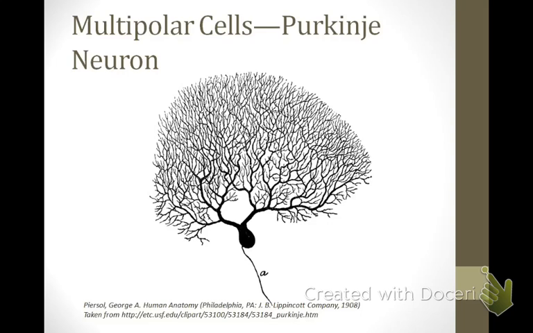Multipolar cells are the most common neuronal cell type in the nervous system, but their morphology can vary widely depending on their function. For instance, Purkinje neurons, like the one shown here, are found in the cerebellum. They have enormous dendritic trees that receive around 150,000 synapses. In contrast, motor neurons, which are also multipolar cells, have a much smaller dendritic tree and only receive around 8,000 synapses.